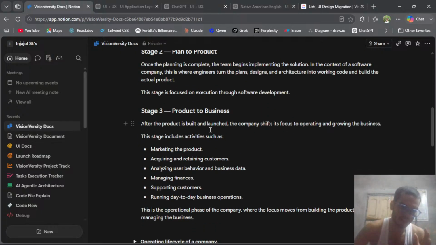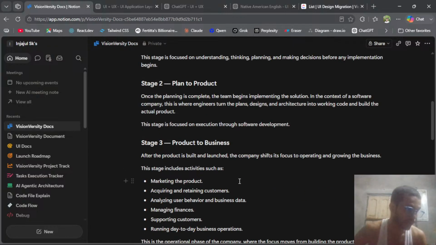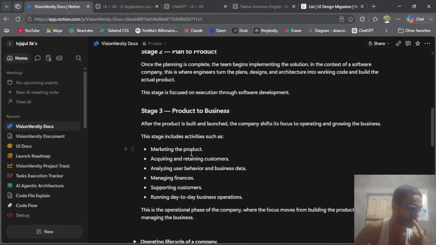And the third part is, once you launch your product, you need a different kind of operation. We have marketing, we have HR, we have supporting customers. I call this product to business, which means you want to grow your platform. Most of the opportunity you can see is in stage three, and this stage is also taken care of by companies like Salesforce and thousands of traditional companies.